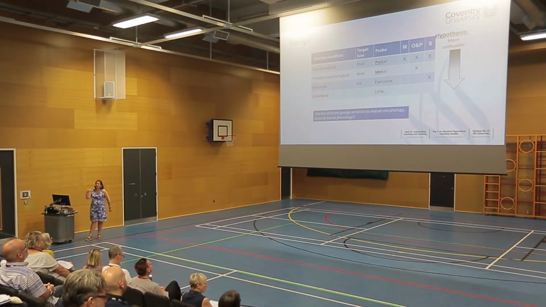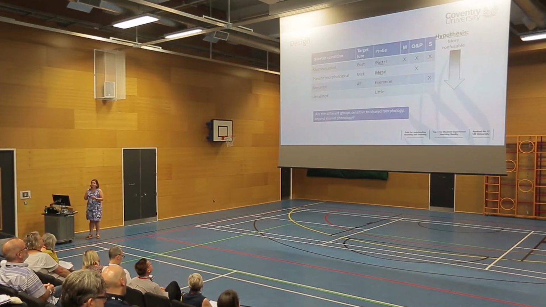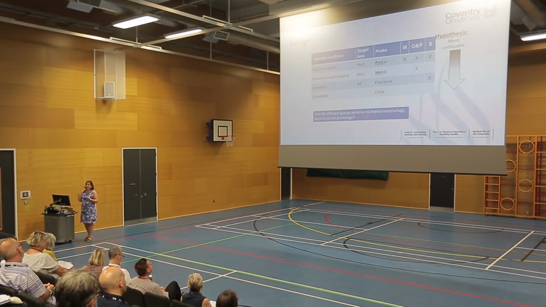And our hypothesis was that as you go down this list, they're more confusable. So the morphological ones are most confusing. You're most likely to make errors there. Pseudo-morphological, a bit less confusing. Semantic, less confusing. And unrelated, not very confusing at all, relatively easy. But it depends on how you're doing the morphology. If the morphology to you is just about letter overlap, then met-metal would be equally confusing as post-postal. If it's just about semantics, then everyone might be equally confusing.